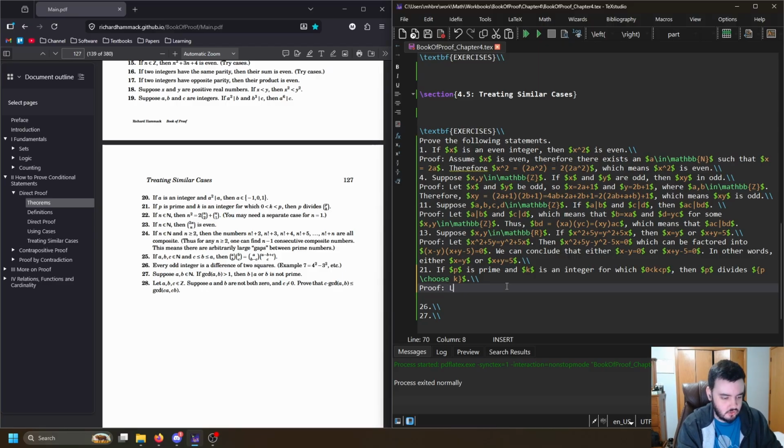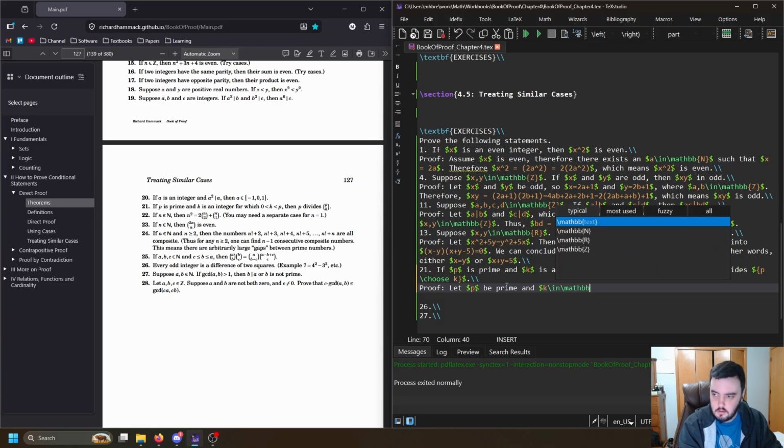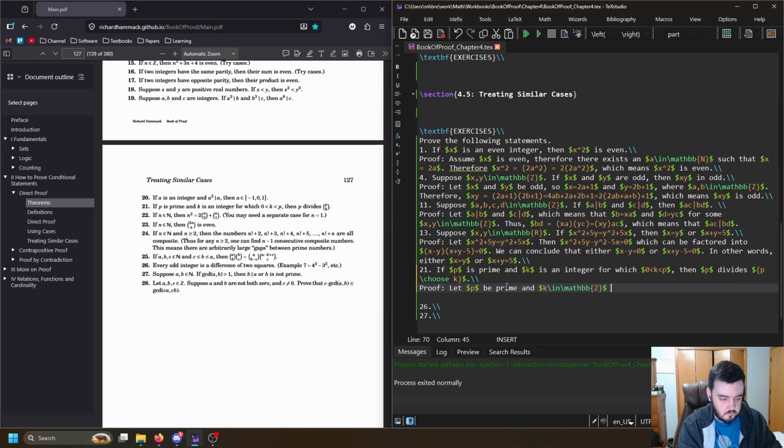Always a solid way to just start with our assumption. Let P be prime and, oh, that's not what I wanted. Prime and K in Z such that 0 is less than K. It's less than P, not capital P.